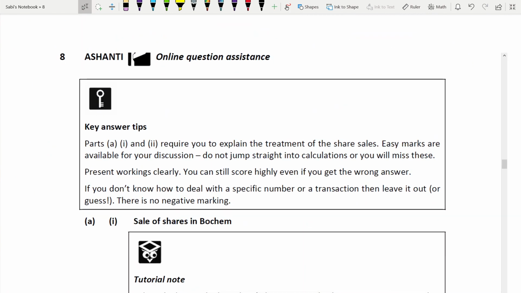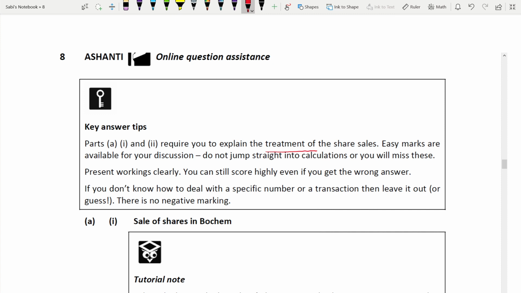Before that, let us go through the key answer tips. So from this first part of A and second part, where we are discussing the sale of two subsidiaries, you are required to explain the treatment of the share sales. Easy marks are available for your discussion. Do not jump straight into calculations or you will miss this. Okay. First, you need to explain the treatment also. Don't just jump to calculations.